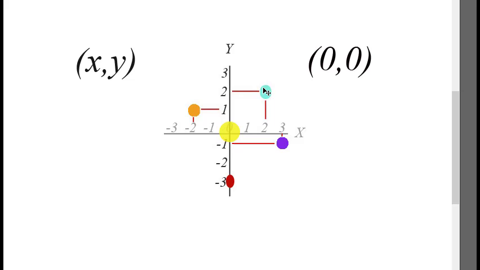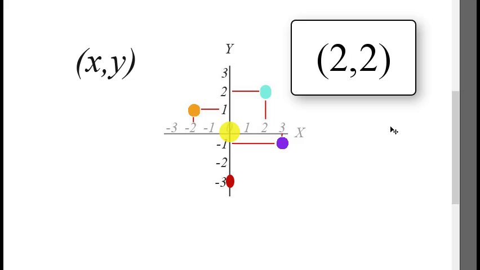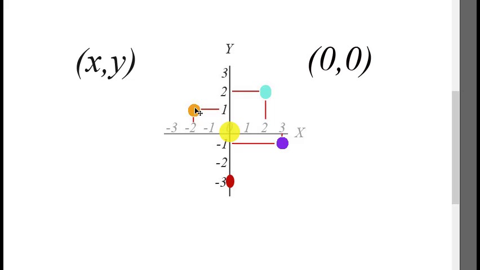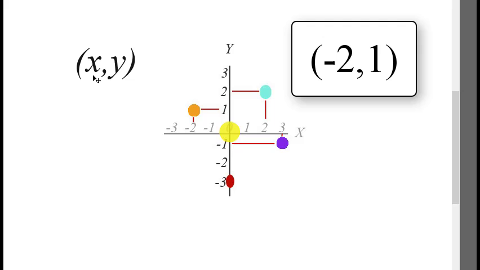If you were to plot this value right here, this green dot, the x-coordinate would be 2, because it's 2 there, and the y-coordinate would be 2. So it would be 2, 2. If you were to plot the orange dot, the x-coordinate would be minus 2, and the y-coordinate would be 1.